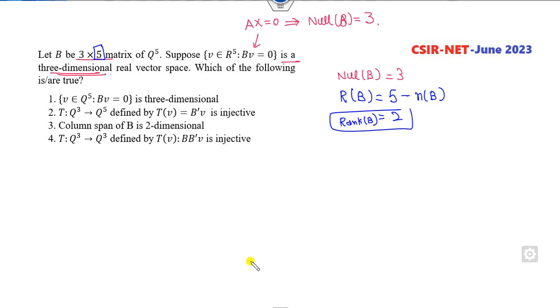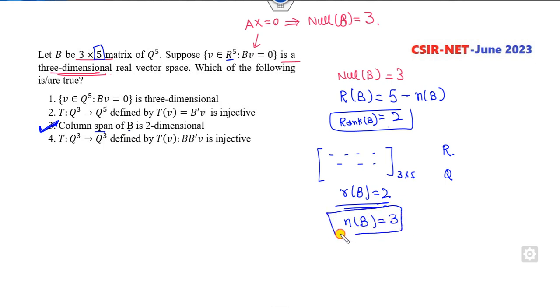Rank is 2. Then once the rank is 2, the column span of B being 2 dimensional is the correct statement. Then the first option is, okay, this is on R cube. That means if you have the 3 cross 5 matrix, the elements are real numbers. Now if the elements are from Q, what is happening to the matrix? Nothing. The rank will be the same. That means nullity is the same. If rank is the same, nullity is the same, so this is again 0.